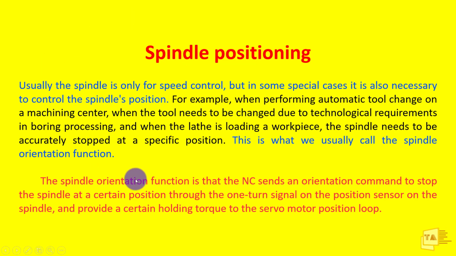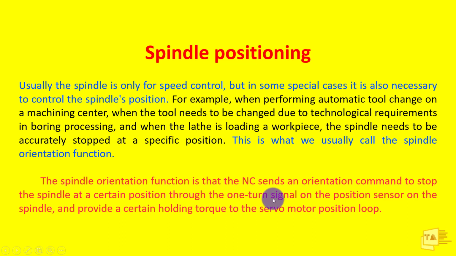The spindle orientation function is that the NC sends an orientation command to stop the spindle at a certain position through the one turn signal on the position sensor on the spindle, and provides a certain holding torque to the servo motor position loop. I'll explain what the servo motor position loop is later, maybe in the next video. But in this video, the NC sends an orientation command to stop the spindle at a certain position through the one turn signal. What is the one turn signal?